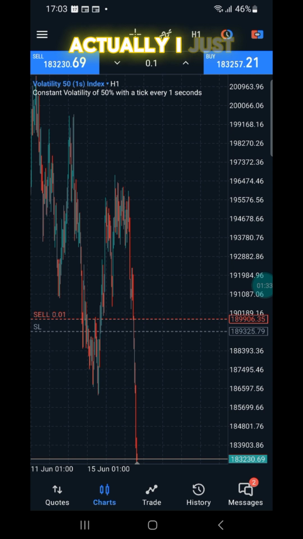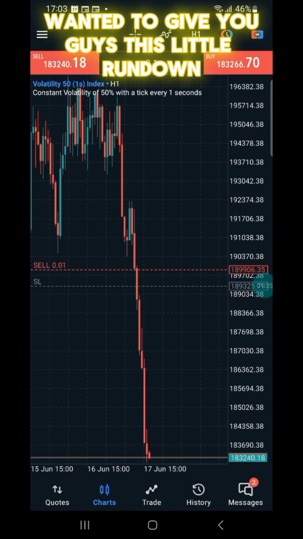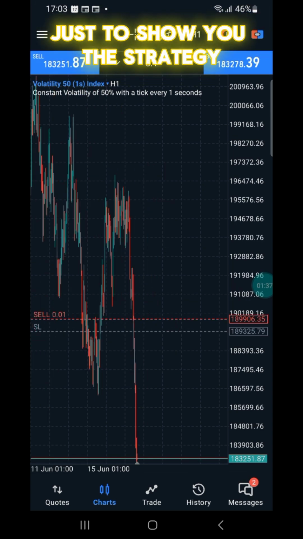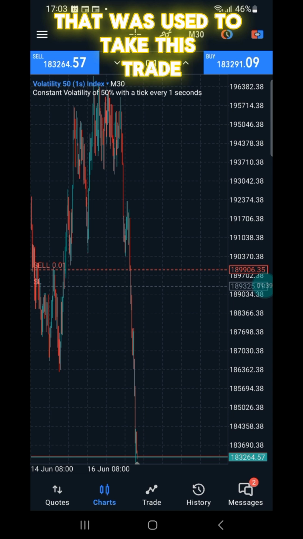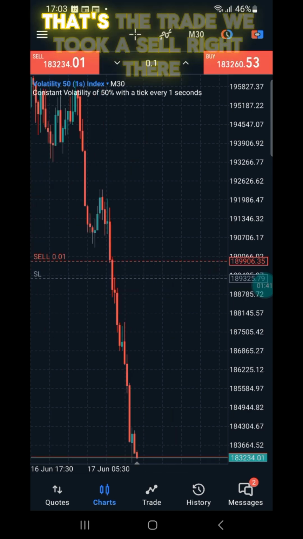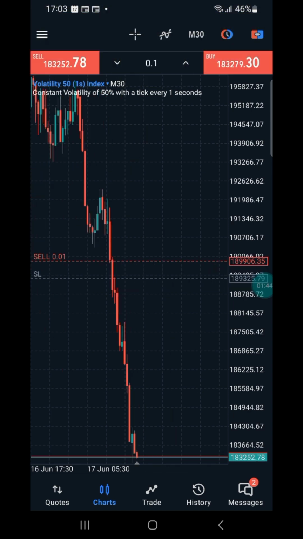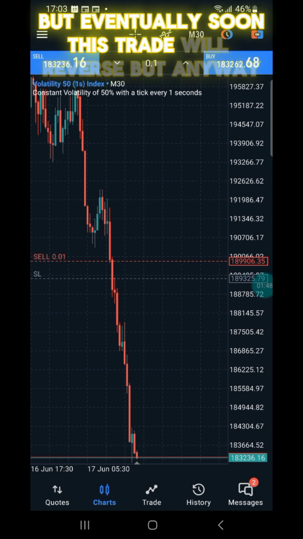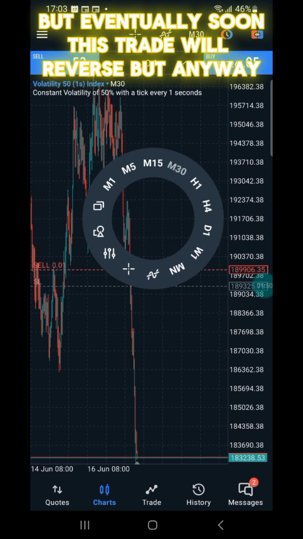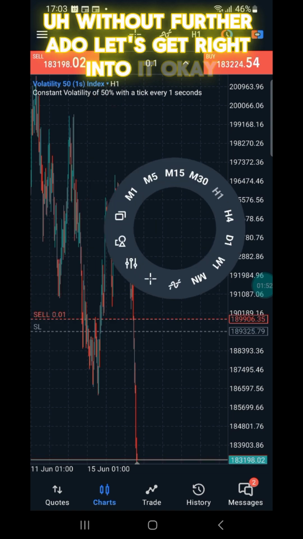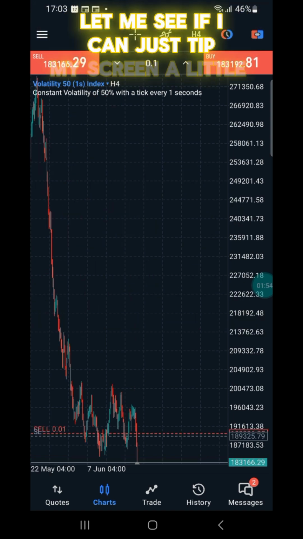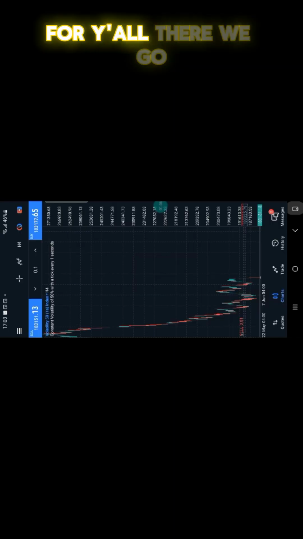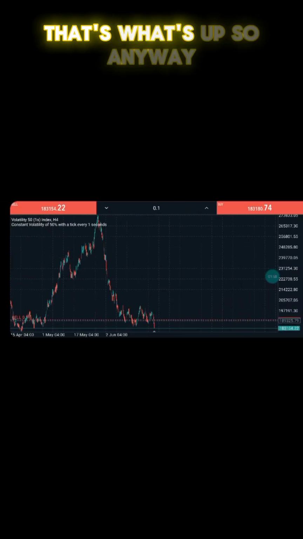And actually I just wanted to give you guys this little rundown to show you the strategy that was used to take this trade. You can see that's a trade. We took a sell right there, and then we just adjusted the stop loss, but eventually soon this trade will reverse. But anyway, without further ado, let's get right into it. Okay, let me see if I can just tilt my screen a little bit for y'all. There we go.